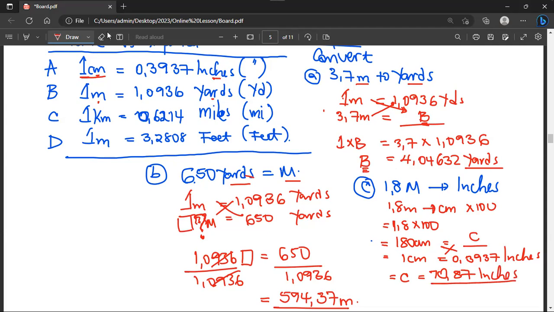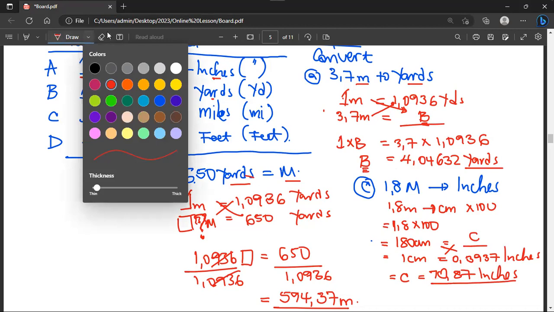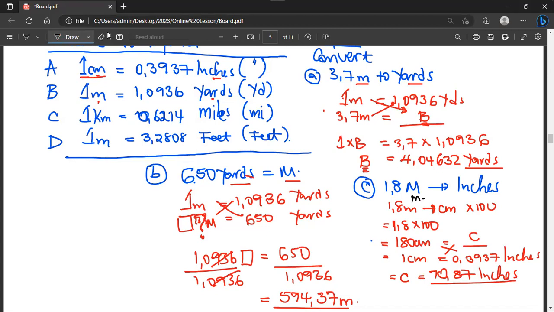So in summary, we had to change meters to centimeters. Then afterwards, we change to inches. Why do we do this? Because the factor that we have, we don't have any that corresponds to meters and inches. We have centimeters and inches. All right, we'll do one more example.